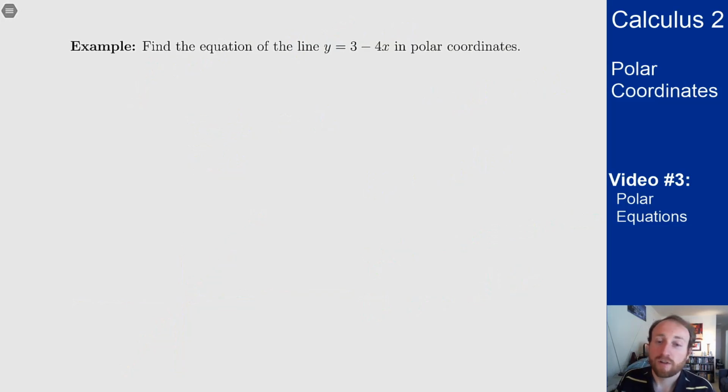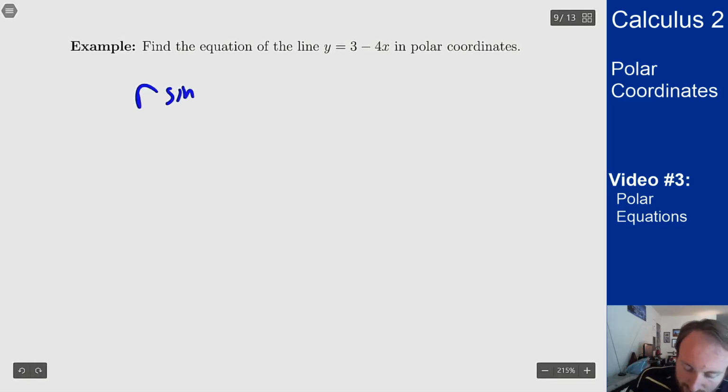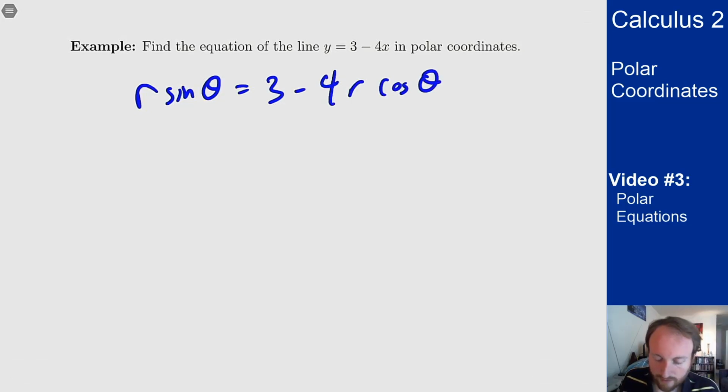For a slightly more involved example, look at a different line. Look at the line y equals 3 minus 4x that I now want to convert into polar coordinates. Let's do the same process as before. Let's plug in r sine theta for y and r cosine theta for x and see what I get. So I end up with r sine theta equals 3 minus 4r cosine theta. Now I really just want to solve for r here, because if I can write r equals f of theta, that'll give me a way to write this equation.